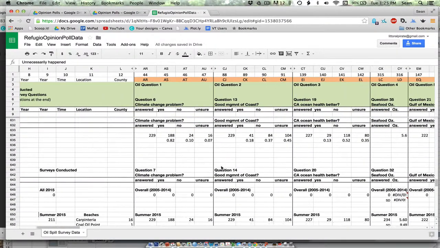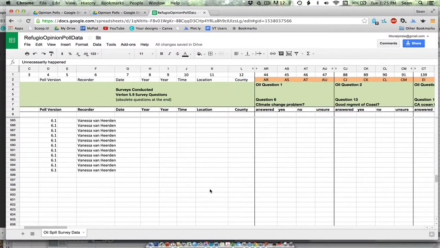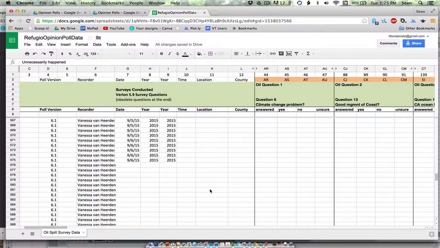And at the very bottom, if you scroll way down, we'll talk about this later, but we can actually start to talk about our aggregate analysis of what people felt and thought from your surveys merged with the surveys from this summer.